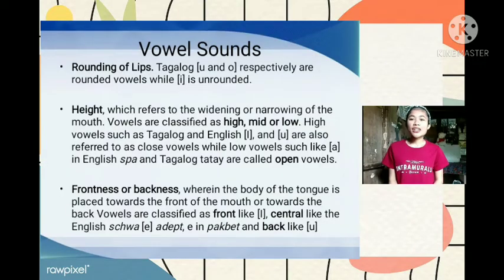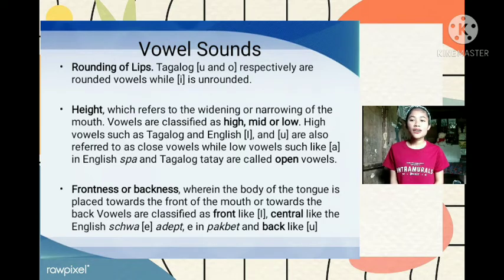Vowel sounds are normally further classified based on the position of the tongue: high, mid, low; the position of the mandible: open, close; the part of the tongue: front, central, back; and the shape of the lips: rounded, unrounded. Next are the vowel sounds. Rounding of lips: in Tagalog, o and u respectively are rounded vowels, while e is unrounded. Height refers to the widening or narrowing of the mouth.